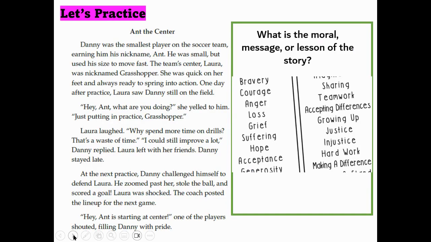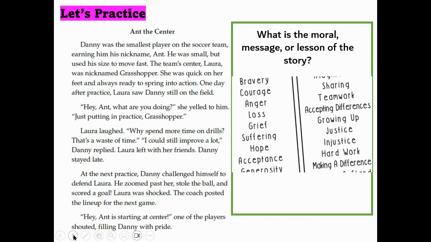So let's practice that with this story. Ant the Center. Danny was the smallest player on the soccer team, earning him his nickname Ant. He was small but used his size to move fast. The team's center, Laura, was nicknamed Grasshopper. She was quick on her feet and always ready to spring into action.